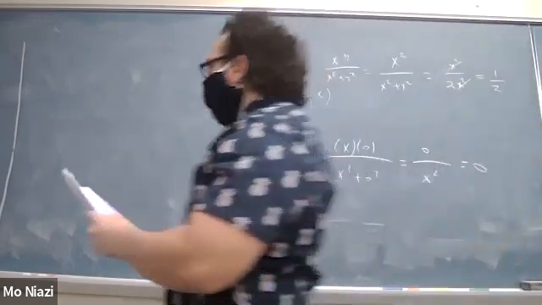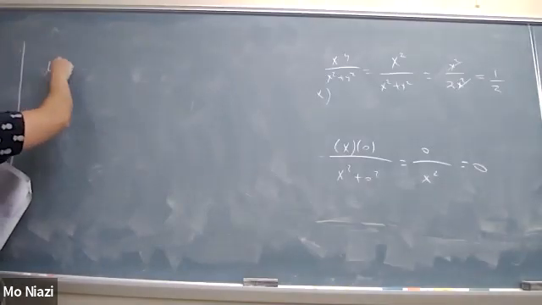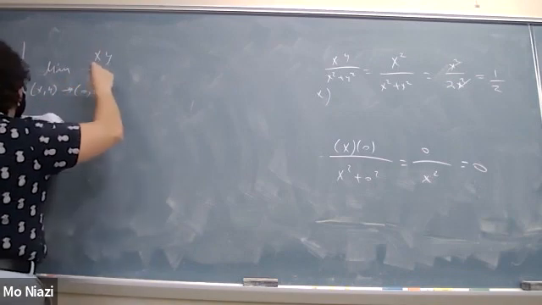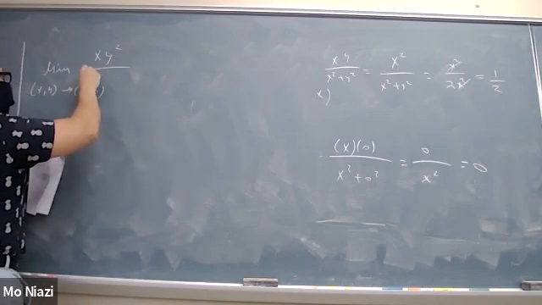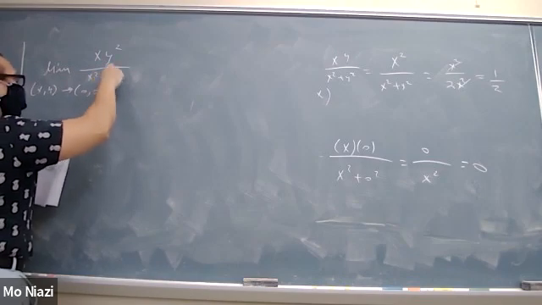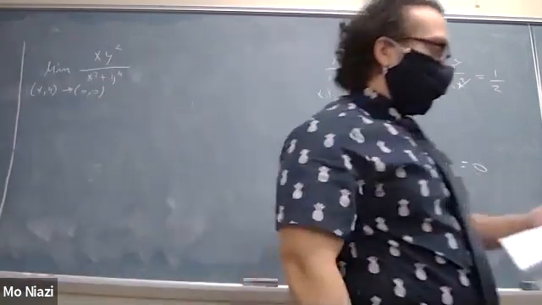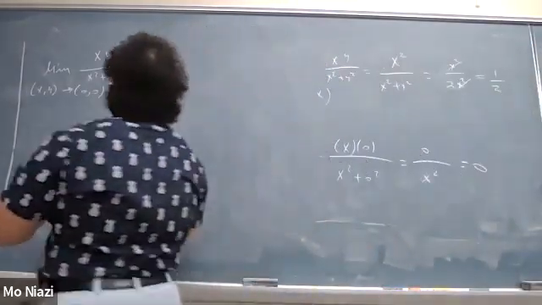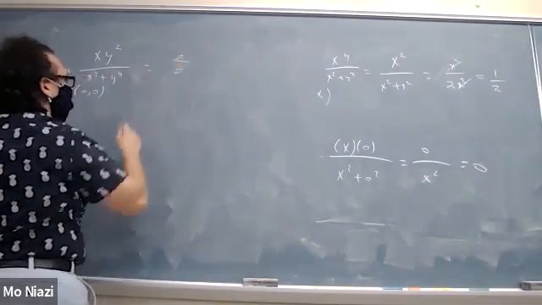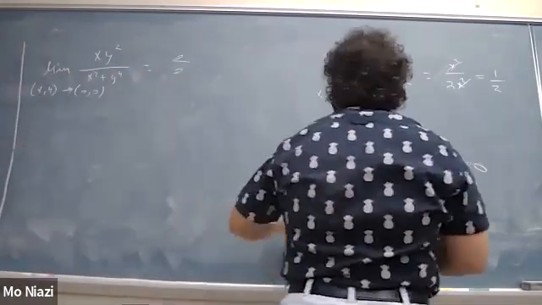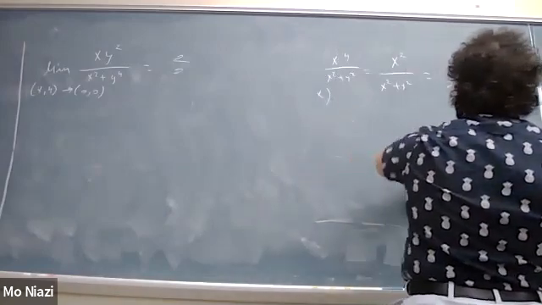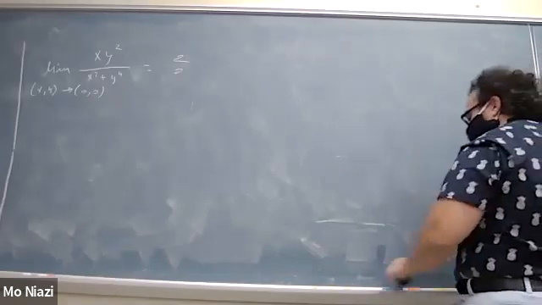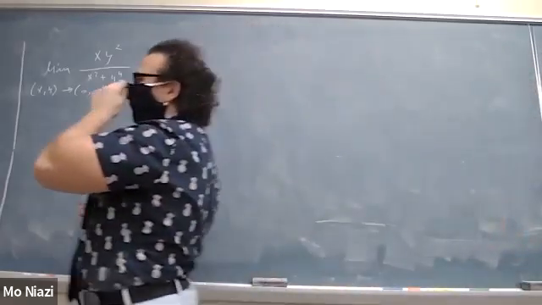Well, let's try a different one. What about the limit as x, y approaches 0, 0 of x y squared over x squared plus y to the 4th? This is a different guy. Direct substitution gives me 0 over 0. That doesn't work. Those are the direct substitution days. I mean, even in Calc 1, direct substitution almost never worked. You had to do some work to make it work.